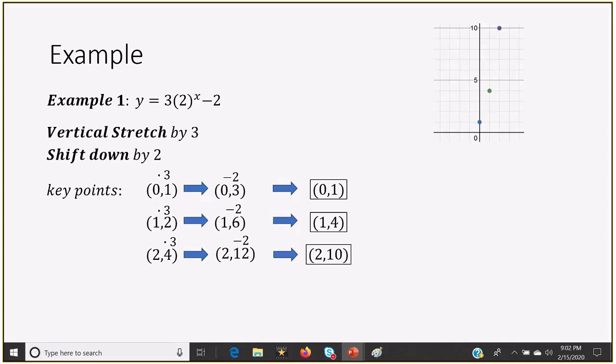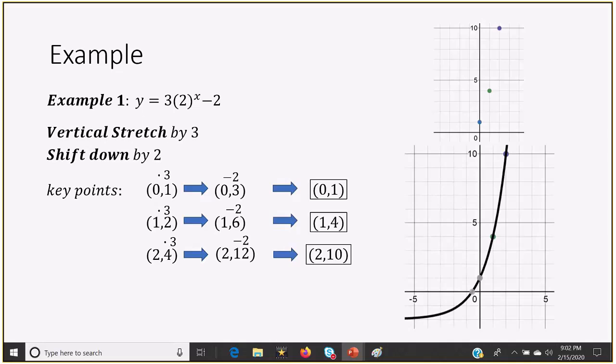And from there, I'm going to plot my points. One of my key points is now 0, 1. One is 1, 4, and the other one is 2, 10. And I know my graph shifted down by 2, so I will have a horizontal intercept at y is equal to 2. And finally, I know the shape of my graph. It's 2 to the x, so it's that exponential growth, almost like a swoosh to the positive section.